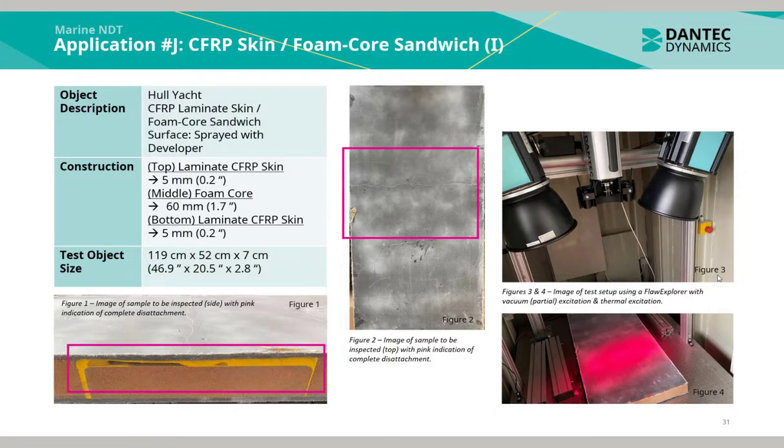Application J was a carbon fiber reinforced plastic skin laminate with a foam core sandwich. The surface was sprayed also with developer. The top laminate CFRP skin was 5 mm in thickness, and the middle foam core was 60 mm in thickness. The test object size was 119 by 52 by 7 cm. In Figure 1 we see an image of the sample to be inspected with the pink indication area of complete disattachment.